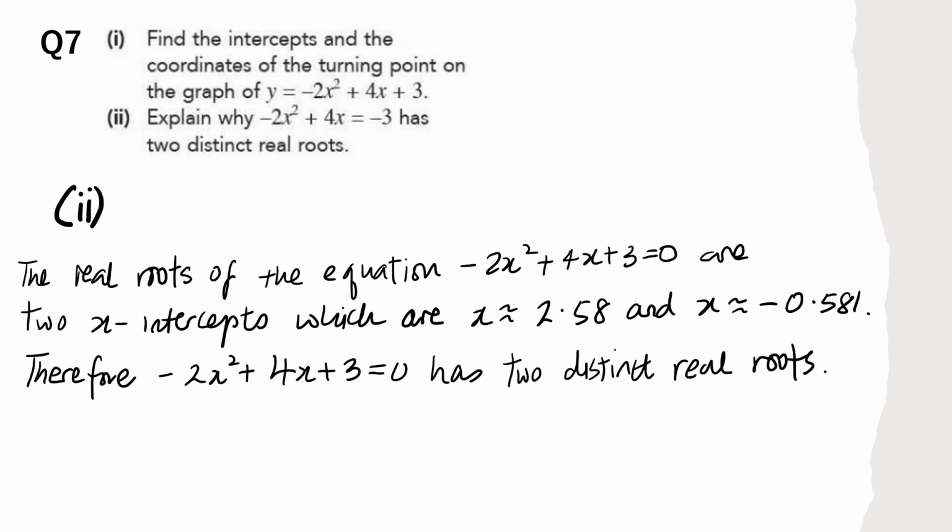They are not the same. They are unequal roots, unequal values. So therefore, we conclude that negative 2x squared plus 4x plus 3 equals 0 has two distinct real roots. That's how you answer part 2. That's all.